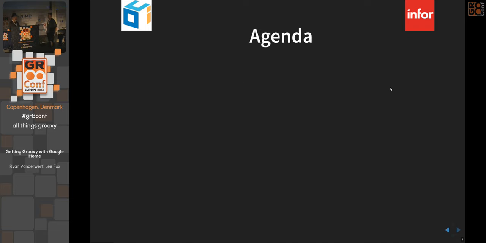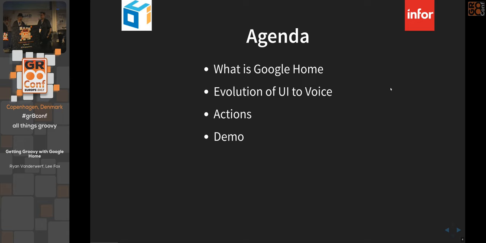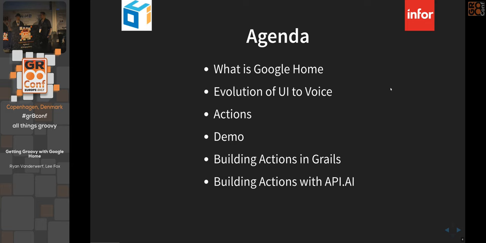Okay, so moving forward, what we want to do today is talk about what Google Home is, talk about the evolution of UIs from traditional to voice where we are right now. We'll talk about Google Actions, hit a demo on that. We'll follow up with how we build those actions in Grails, and we'll also look at how we build them in a more UI format with API UI, and then we'll demo that as well.